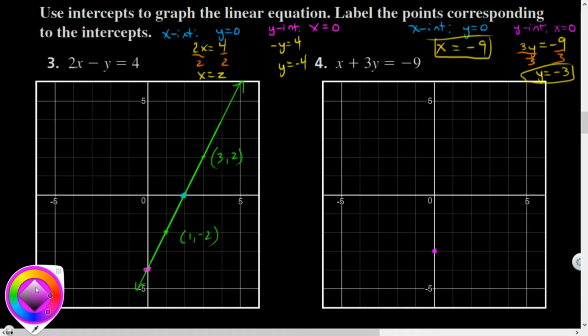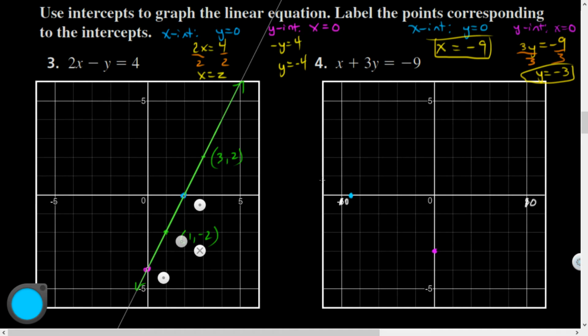And watch this move. Ready, guys? I'm going to change this to 10 and negative 10 on my x-axis. Sneaky. I just did it, friends. And so x equals negative 9 would be halfway between the negative 10 and the negative 8 right there.